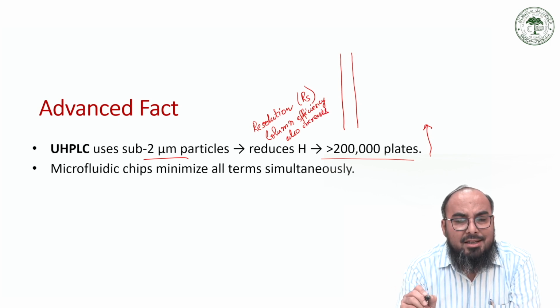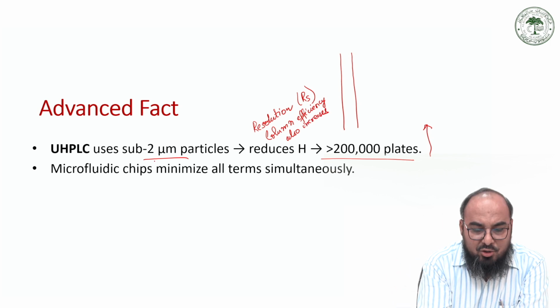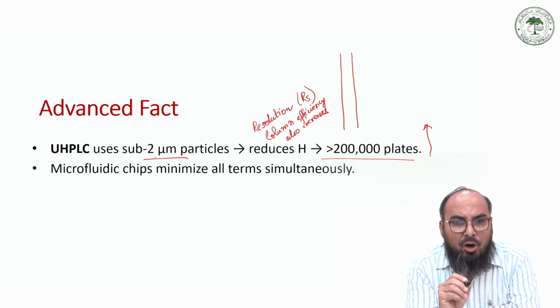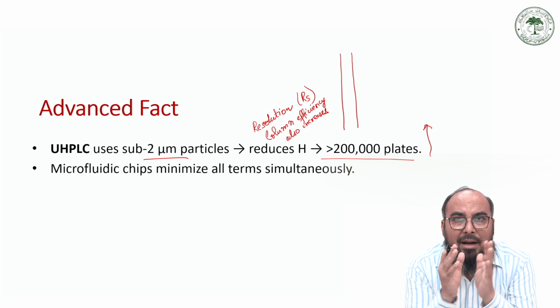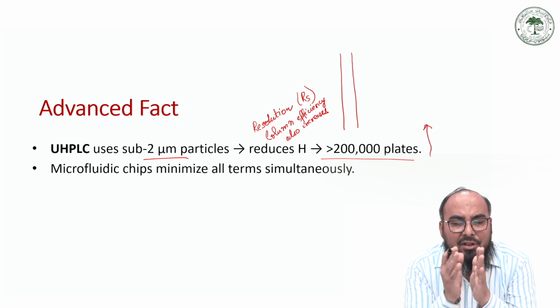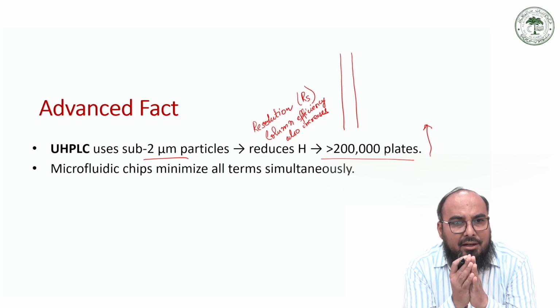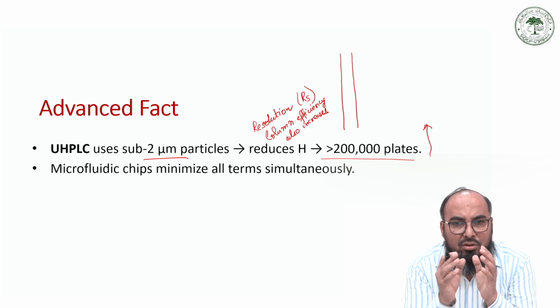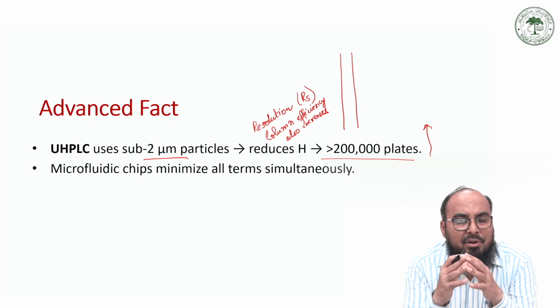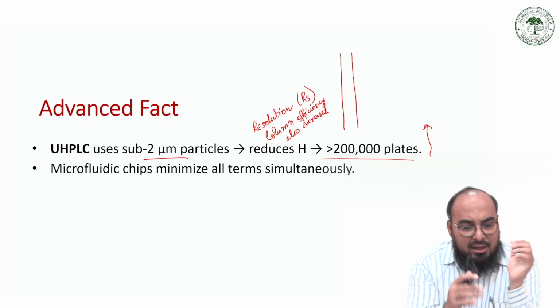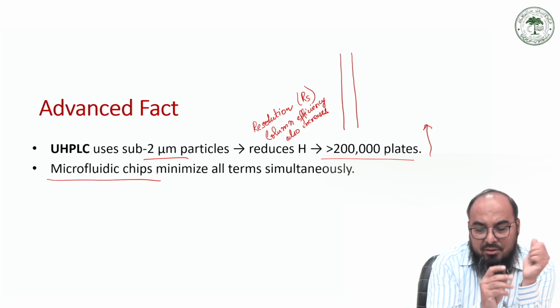So you can see that the moment you make your particle small, then of course small particles will have a better packing, and if the packing is better, then eddy current, or you can say the eddy diffusion, can be minimized. Okay, so your column efficiency increases. And the best example which presently we are using is the microfluidic chips.